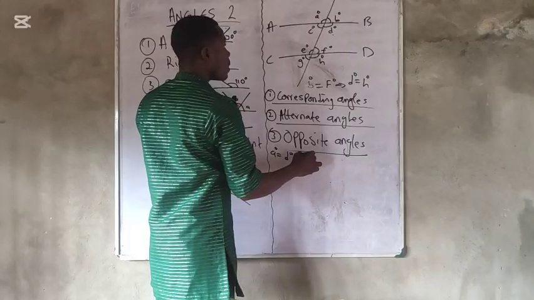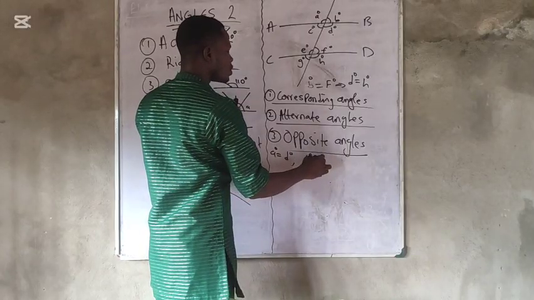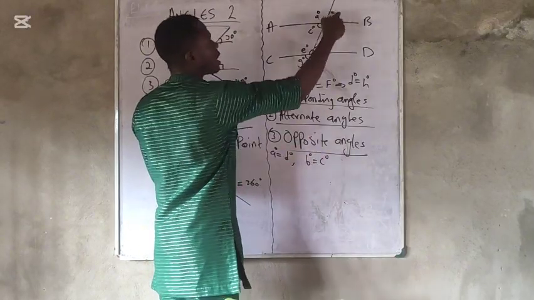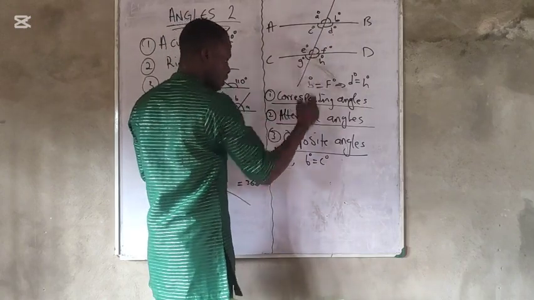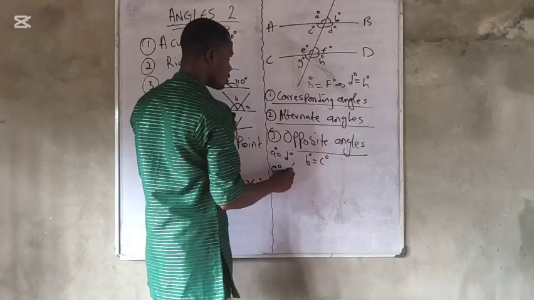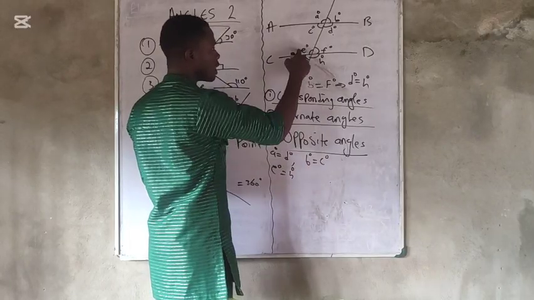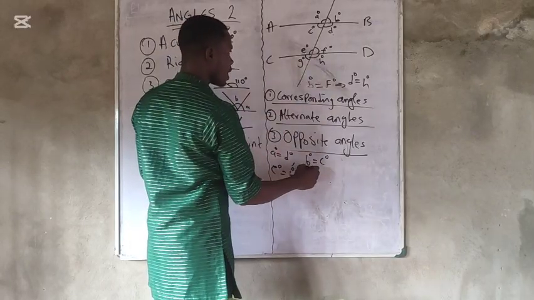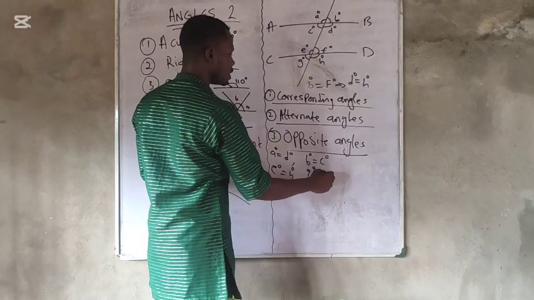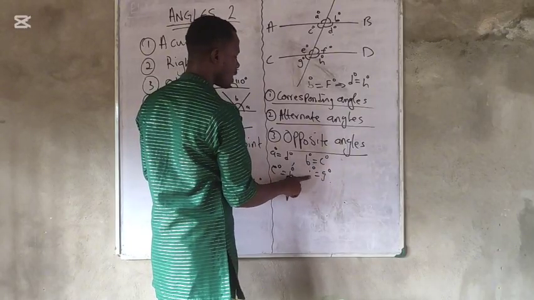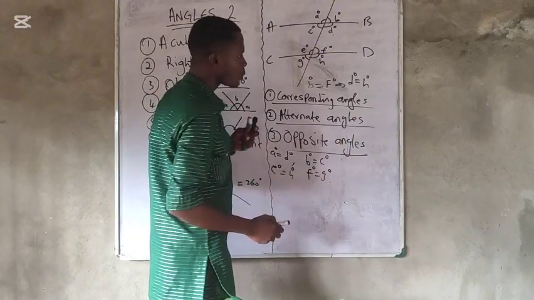Then angle B is also equal to angle C because these are opposite angles. Angle E is also equal to angle H. They are opposite angles. Then F is equal to G because they are opposite angles. This is supposed to be F.